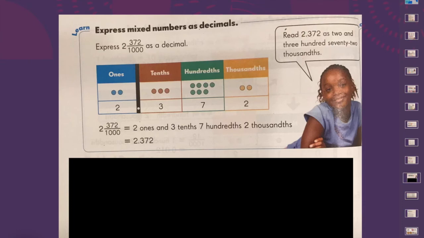And the last thing we're going to look at is expressing mixed numbers as decimals, which we kind of looked at already. But if we had this mixed number, remember a mixed number is a whole number and a fractional part. So if we have 2 and 372 thousandths, if we look at it on a place value chart, we can see 2 ones, 3 tenths, 7 hundredths, and 2 thousandths. To write that as a decimal, remember anytime you see the decimal point, we're going to say the word "and." So 2 and 372 thousandths is 2.372: 3 tenths, 7 hundredths, and 2 thousandths.